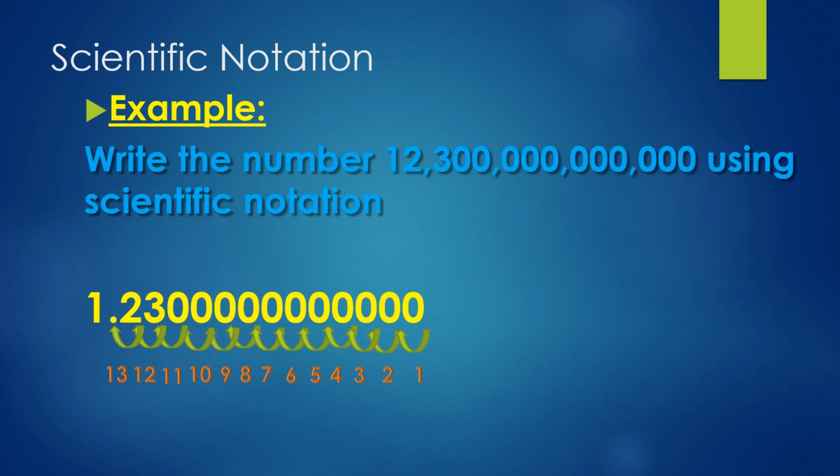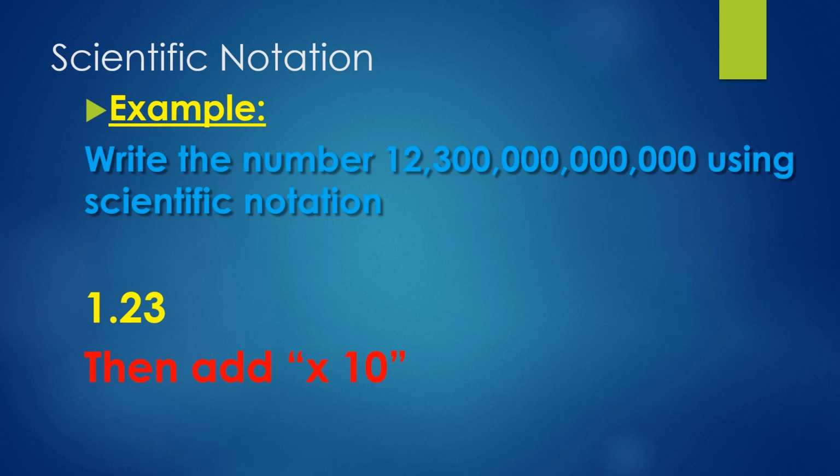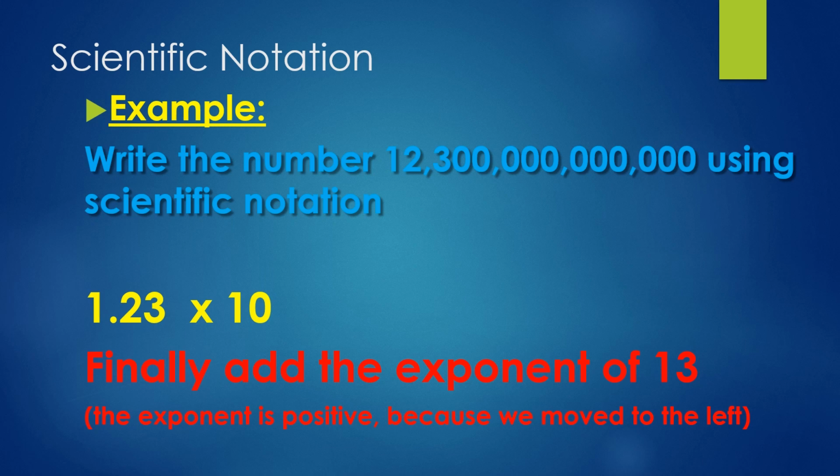And you notice we've already moved the decimal place down between the 1 and the 2, which is where it belongs. Once we've done this step, now we have to continue with the next. We're going to remove all the zeros because the zeros are just placeholders and not important for scientific notation. Then we're going to add times 10 because all scientific notation displays the times 10 or the factors of 10 that we're multiplying by. And finally, we're going to add the exponent of 13. Hopefully you remembered that from before. The exponent is going to be positive because we moved from the end of the number to the left. 12,300,000,000,000 is 1.23 times 10 to the 13th power.